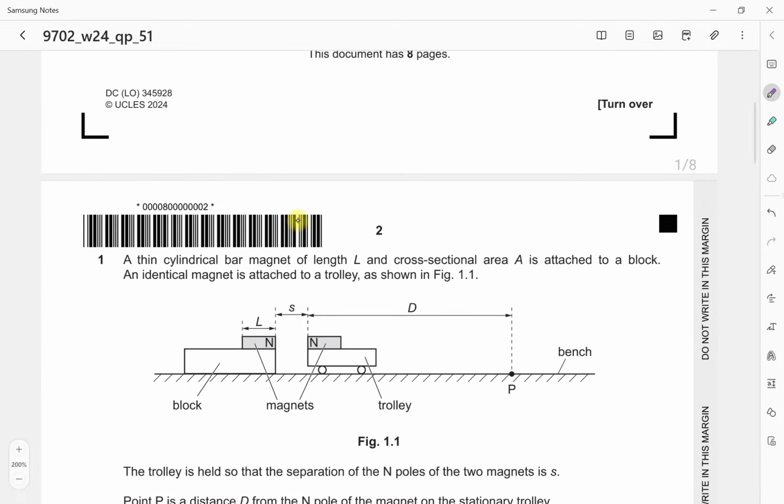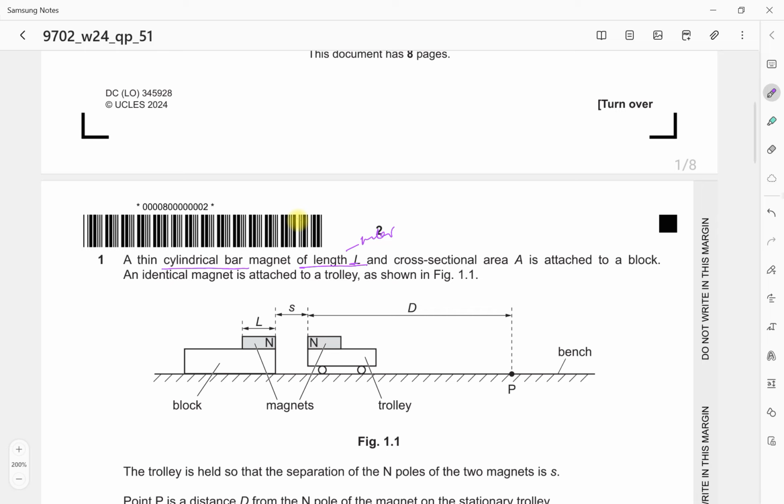So we start. A thin cylindrical bar of length L. First of all, the bar is cylindrical, the length is L. To measure L, most likely I will use a ruler. So you have that in mind, you'll use a ruler.